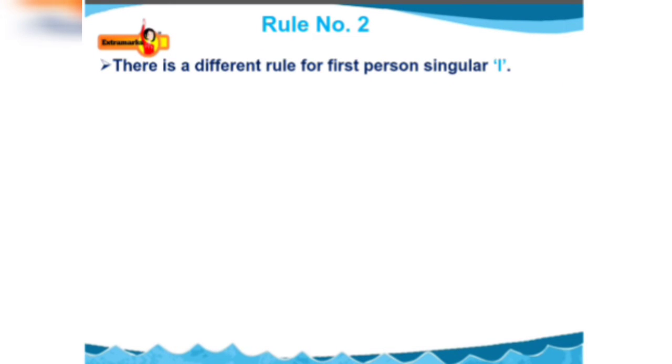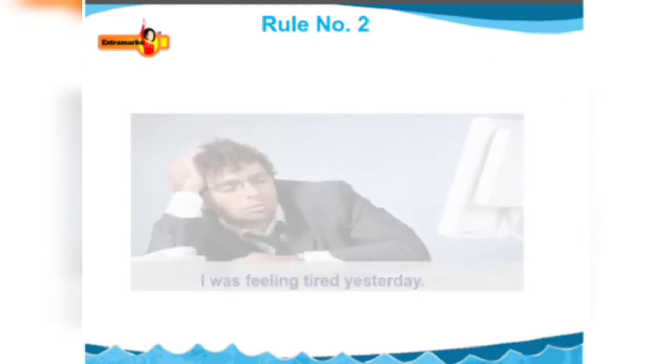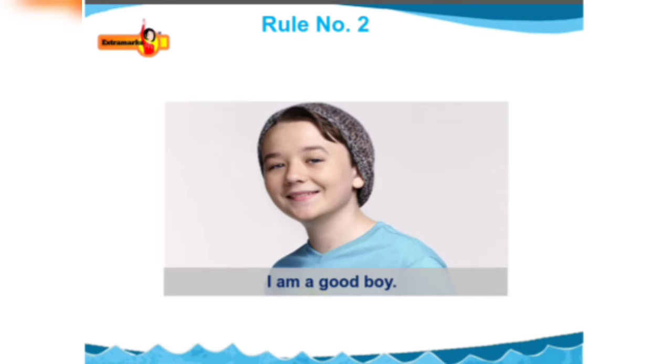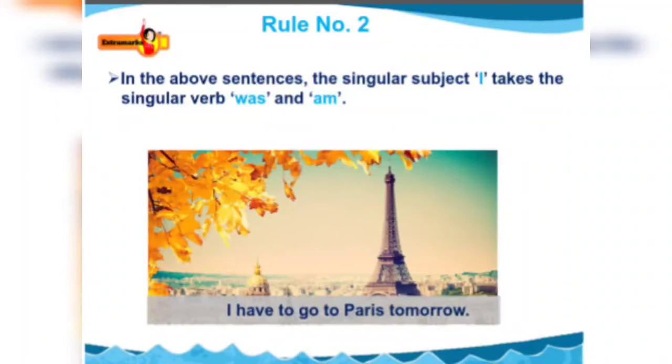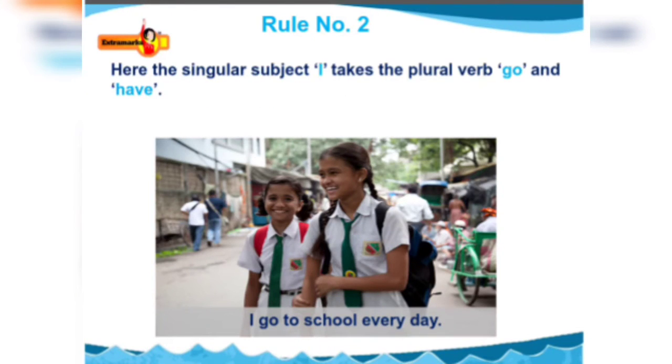Rule number 2. There is a different rule for first person singular, I. I takes a singular verb with am and was, but takes a plural verb when we say I go or I have gone. For example, I was feeling tired yesterday. I am a good boy. In the above sentences, the singular subject I takes the singular verb was and am. Now, read these sentences. I have to go to Paris tomorrow. I go to school every day. Here the singular subject, I, takes the plural verb go and have.